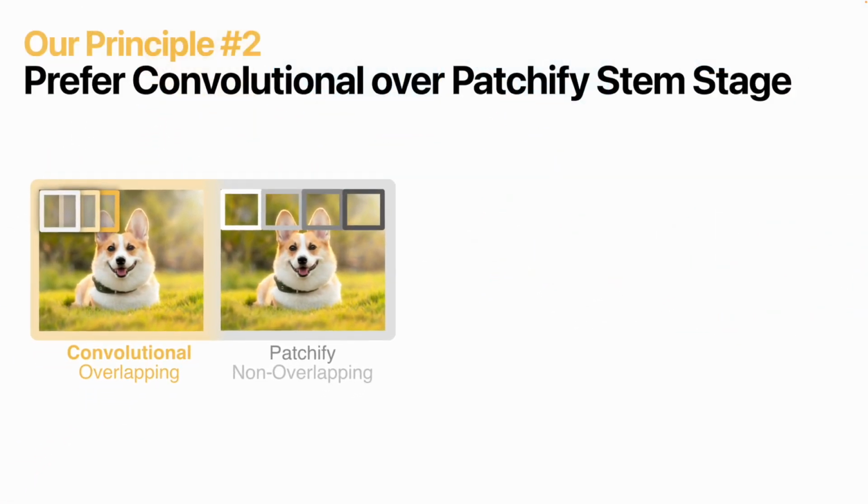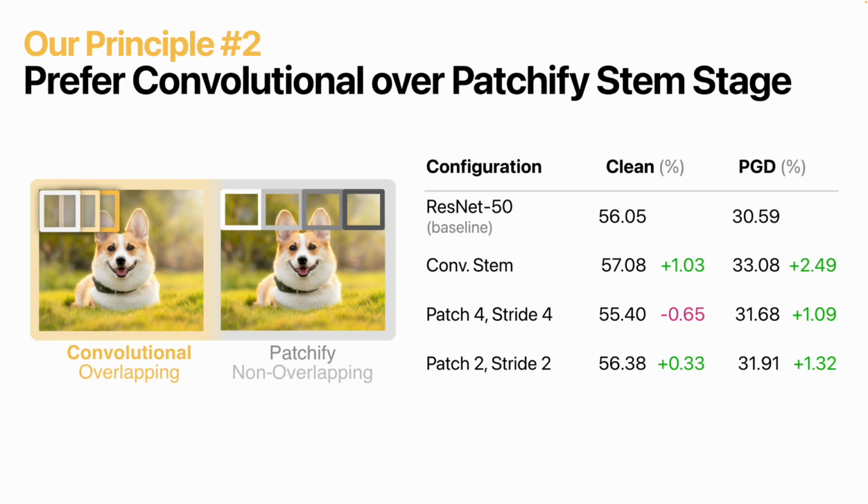Our second principle is preferring convolutional over patchify stem stage. We compared convolutional stem with postponed downsampling and patchify stem with patch size equal 2 or 4. Both designs show better robustness than the baseline ResNet-50, but convolutional stem is significantly higher than patchify stem. The reason that the convolutional stem outperforms patchify stem is due to its less aggressive stride-to downsampling and overlapped convolutional kernels.